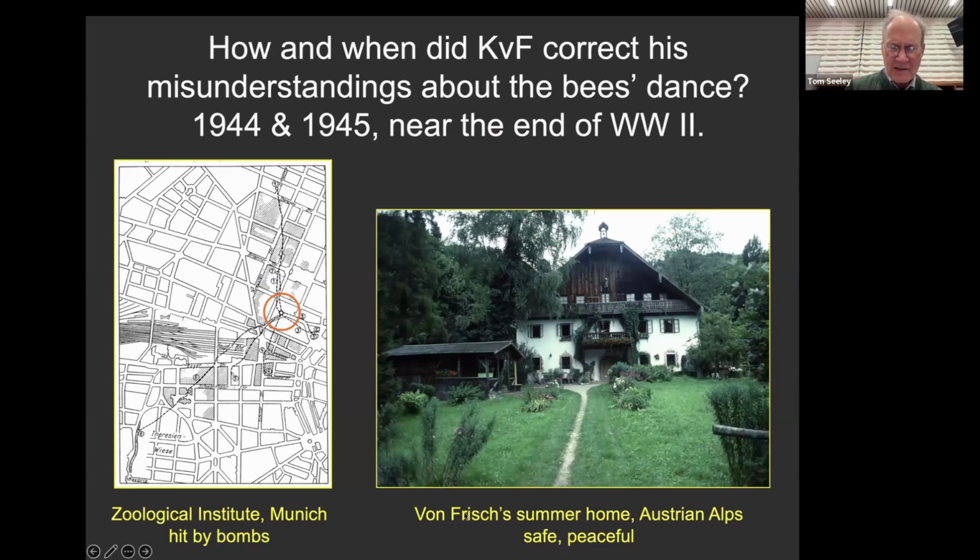He went down to his summer home, which is in the Austrian Alps, safe and peaceful. And here's where he made his key discoveries. It's a little town called Brunnwinkl. That means spring corner. This is a typical house in this part of the world, Austrian Alps. Pretty neat, huh?